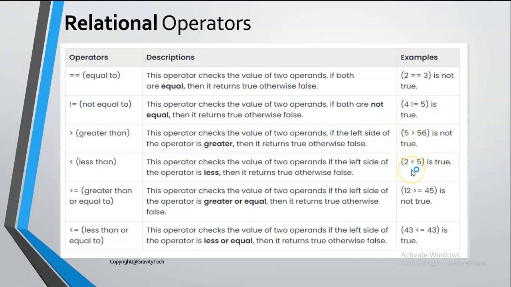Is 2 less than 5? This is true. Is 12 greater than or equal to 45? It's not true, right? Is 43 less than or equal to 43? Yes. Why? Less than is okay, but there is equal to as well. That's why this is true. So this is how the relational operators are.